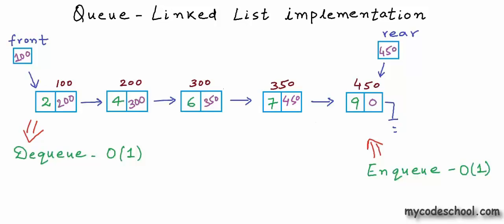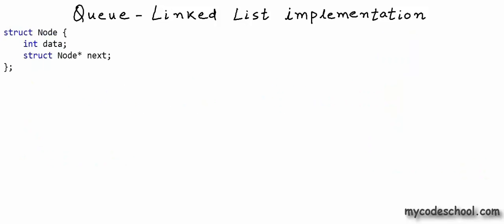Let's quickly see how real code in C will look for this design. I have declared node as a structure with two fields, one to store data and another to store the address of the next node. And now instead of declaring a pointer to node named head, I'm declaring two pointers, a pointer to node named front and another pointer to node named rear, and initially I'm setting them both as null. Let's say I'm defining these two variables in global scope, so they will be accessible to all functions.